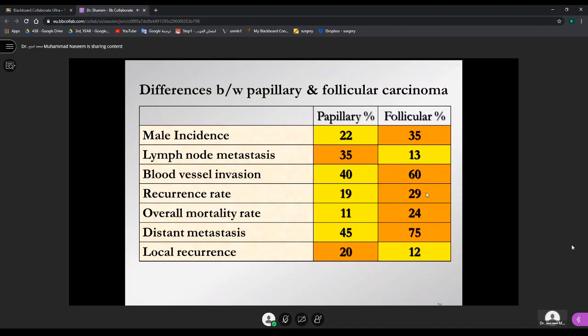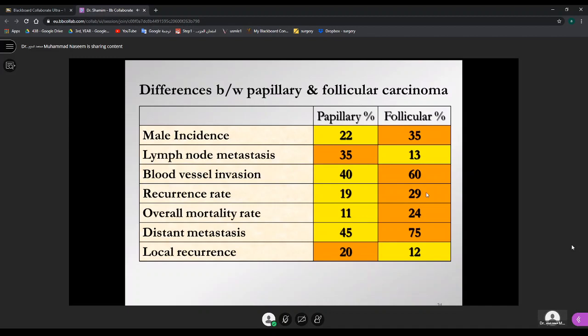Here you can see some differences between papillary and follicular carcinoma. Male patients are more commonly affected with follicular carcinoma, but it is not that males cannot get papillary. Yes, males can get both papillary and follicular, but the incidence is somewhat higher for follicular.